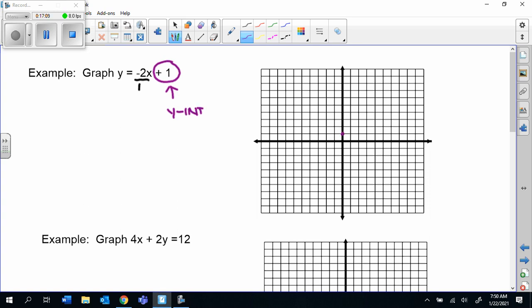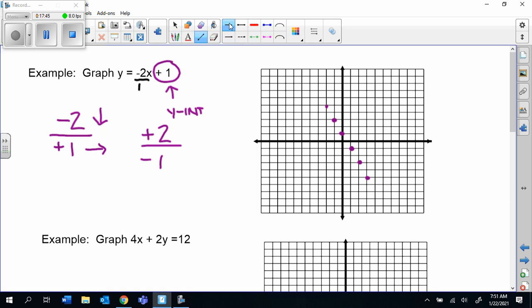So we're going to go up 1, put a dot. And then my slope is -2, so I think that would be a down direction, over a +1, so that would be going to the right. So down 2, right 1, you can do it a couple times if you'd like. Notice that that would be the same thing as going up 2, left 1. They all line up. Take a straight edge and draw your line.